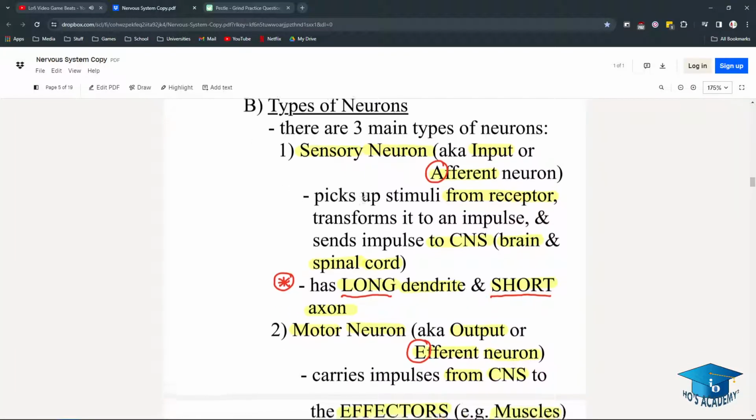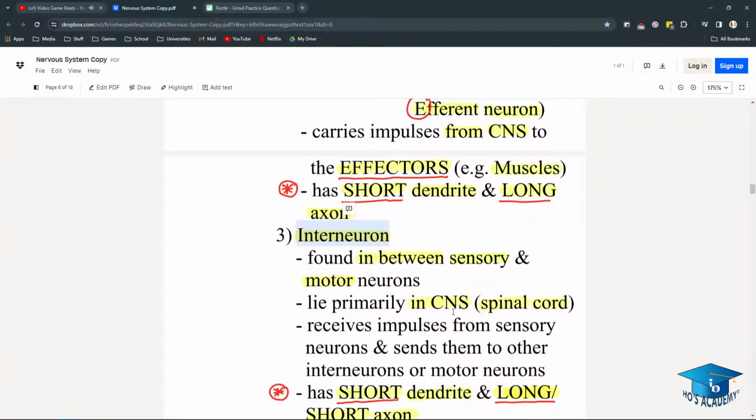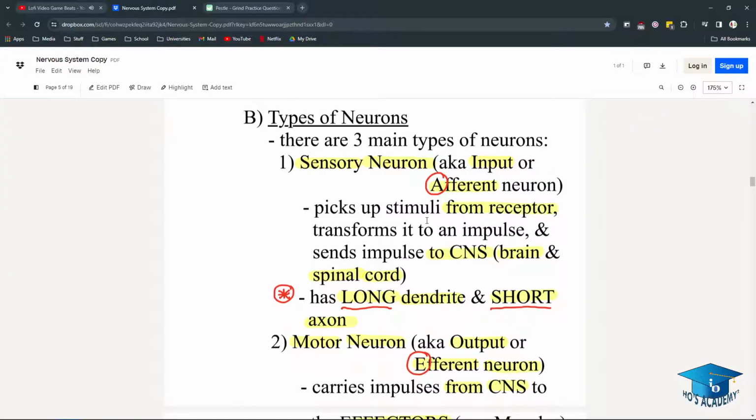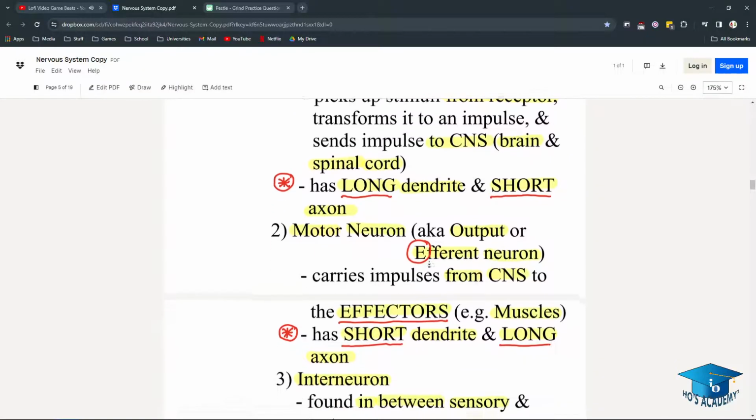There are three types of neurons. There are sensory neurons, motor neurons, and these interneurons, which are in between the sensory and motor neurons. Sensory neurons, also known as input or afferent neurons, pick up stimuli from the receptor, the dendrite, transform it into an impulse, and send the impulse to your central nervous system. They have a long dendrite and a short axon because they don't need to send it far, but they need to receive it from a further place, such as from the tips of your fingers.